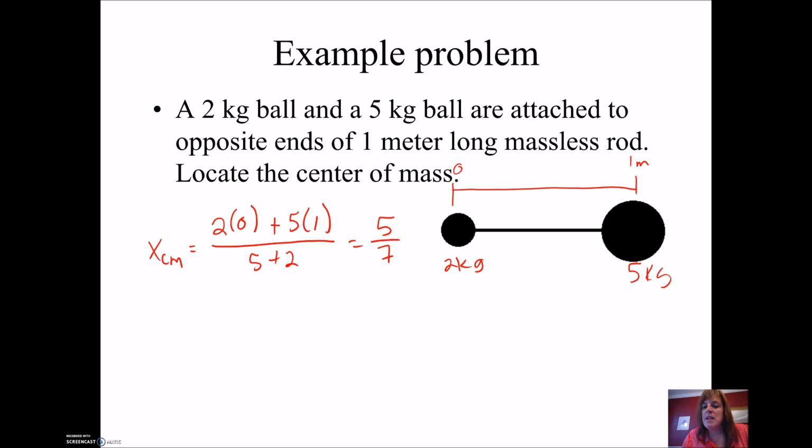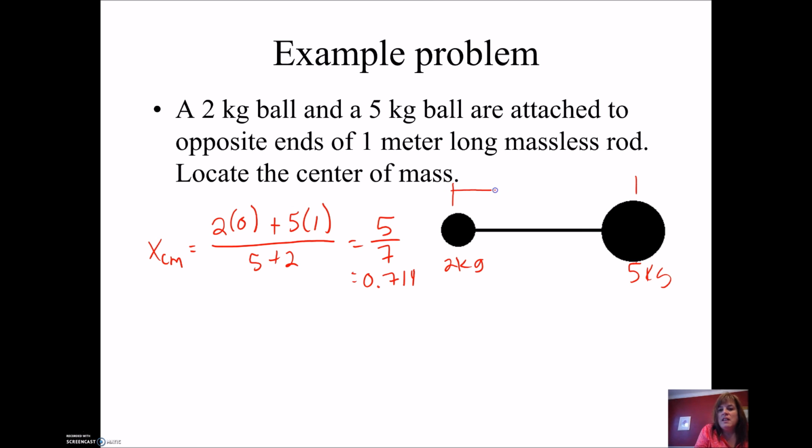So where does that put me? Somewhere around here. 5/7 is actually 0.714, so on my number line this would be about 0.7. It puts me closer to the 5 kilogram mass, which should make sense because it's going to balance closer to the heavier mass.